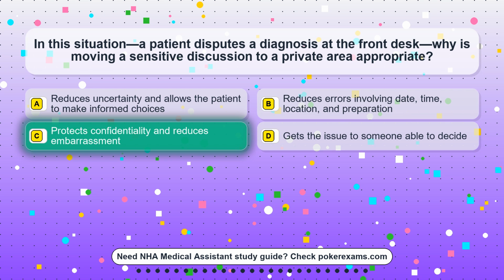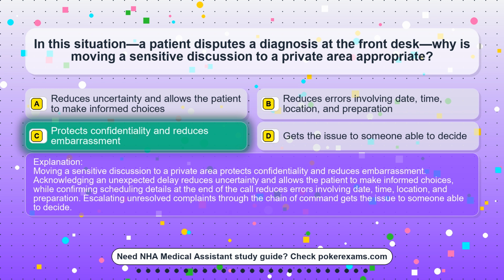The correct answer is option C, protects confidentiality and reduces embarrassment. Moving a sensitive discussion to a private area protects confidentiality and reduces embarrassment. Acknowledging an unexpected delay reduces uncertainty and allows the patient to make informed choices, while confirming scheduling details at the end of the call reduces errors involving date, time, location, and preparation. Escalating unresolved complaints through the chain of command gets the issue to someone able to decide.